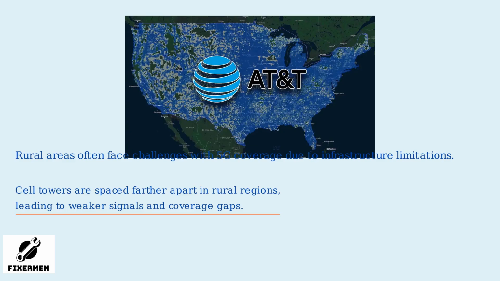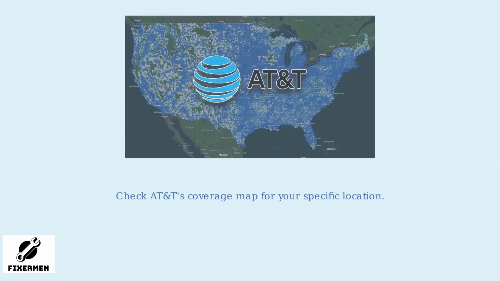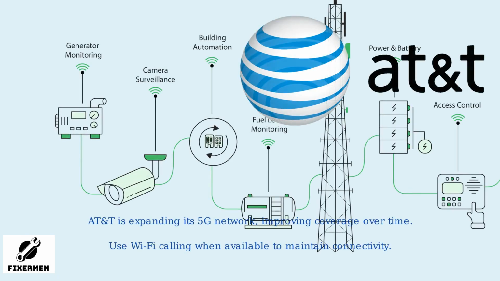Cell towers are spaced farther apart in rural regions, leading to weaker signals and coverage gaps. To troubleshoot, position yourself with clear line of sight to the nearest tower if possible. This can help improve signal strength. Check AT&T's coverage map to understand 5G availability in your specific location. As AT&T continues to expand its 5G network, coverage should improve. In the meantime, consider using Wi-Fi calling when available to maintain connectivity.